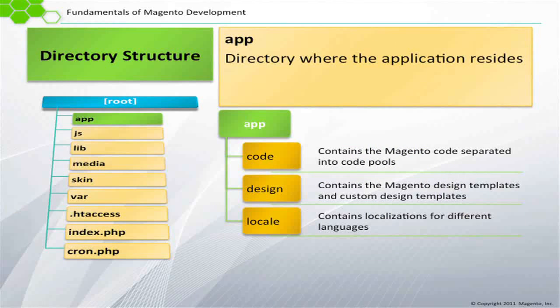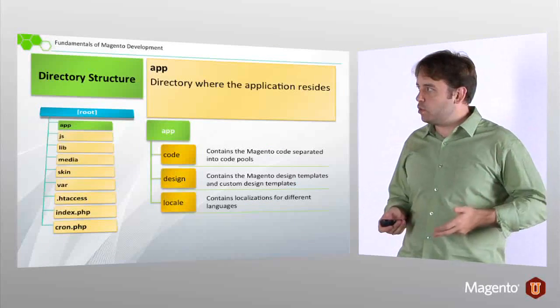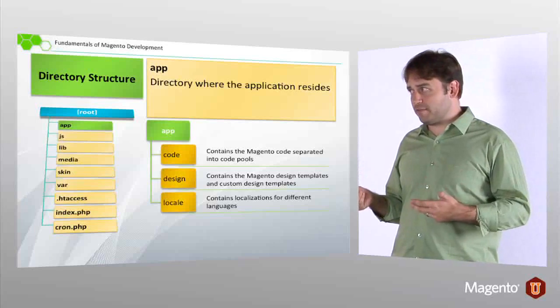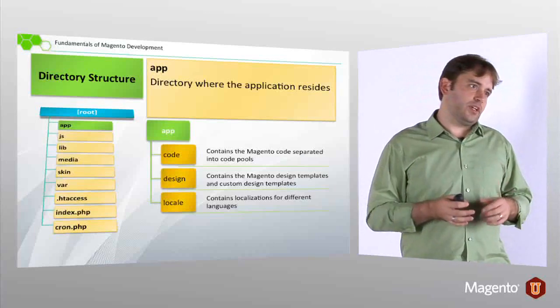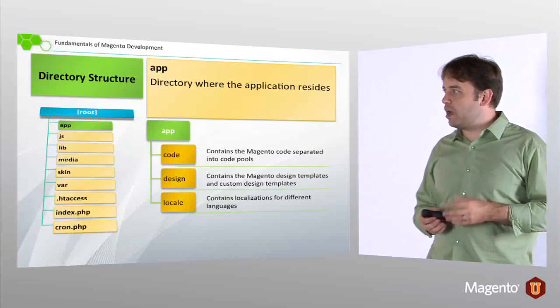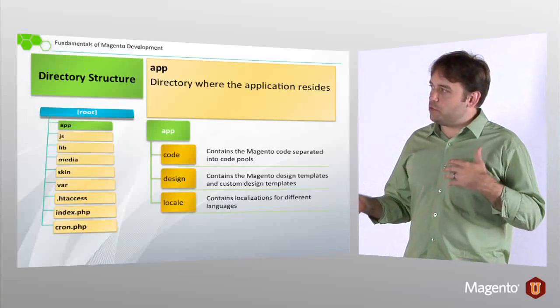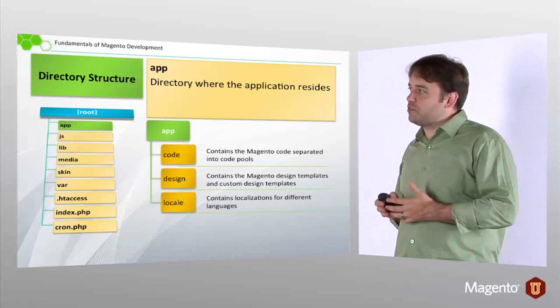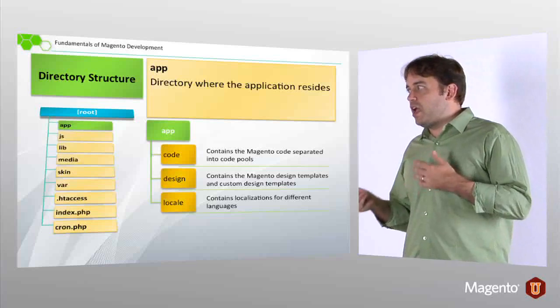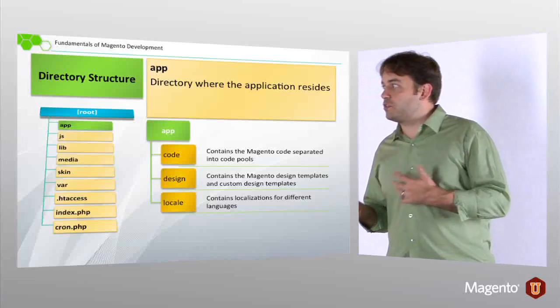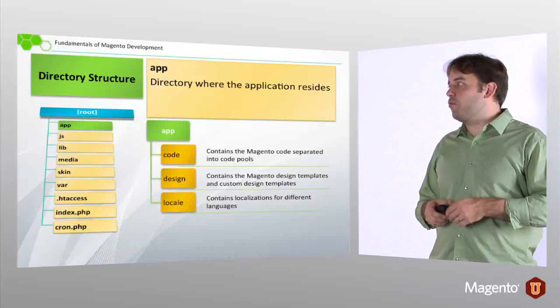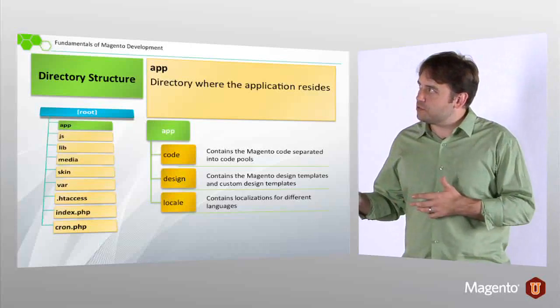So the app folder, this is where all of the big stuff happens. In the app folder, you have code, which contains all of the code pools: community, core, and local. You have the design folder, and this is where your templates and layout and some of your locale things are, if you're using some kind of custom translation files. And then you actually have the locale folder itself, for different languages.